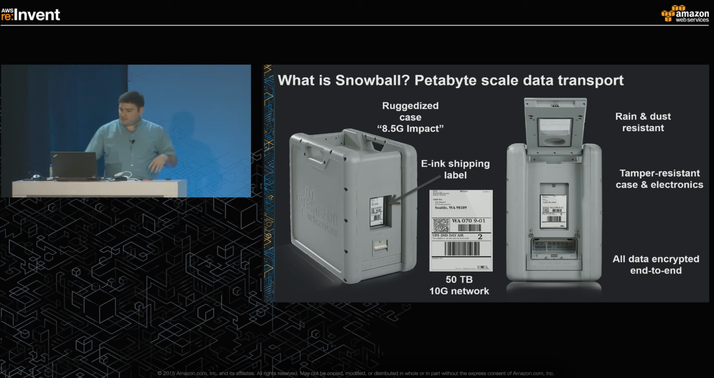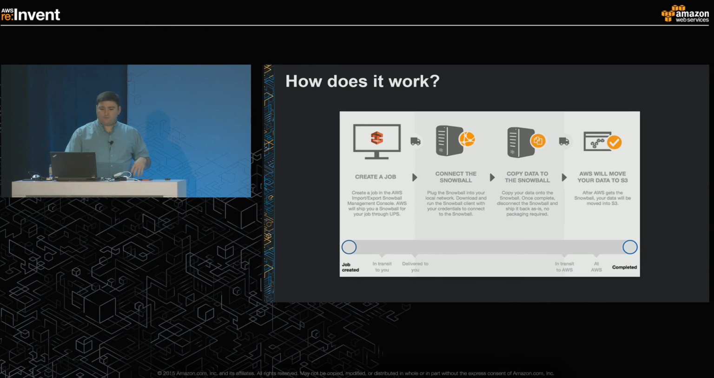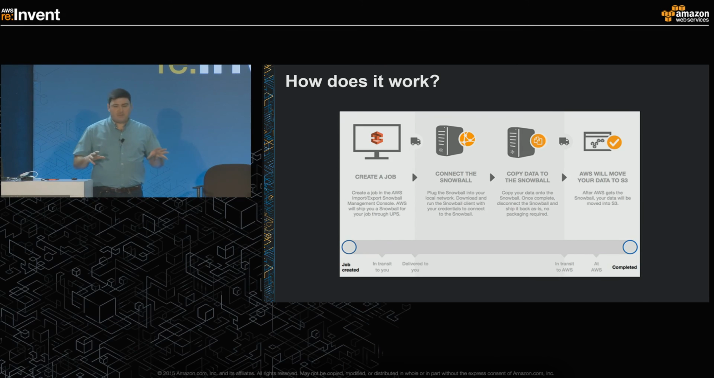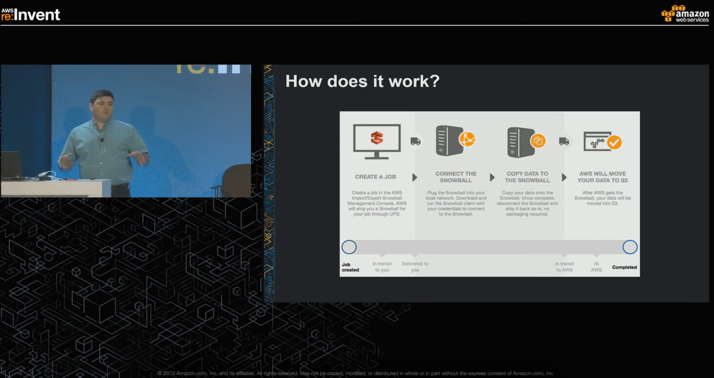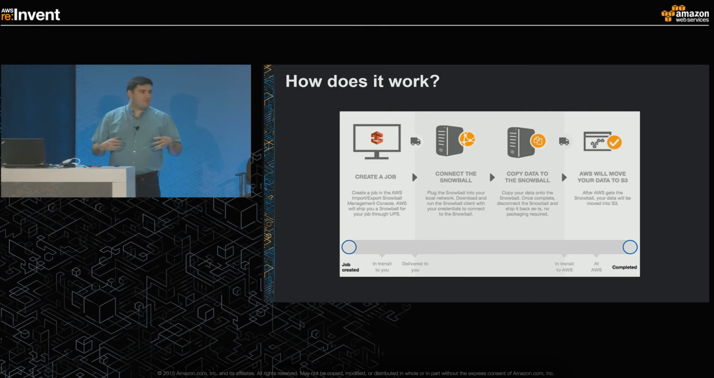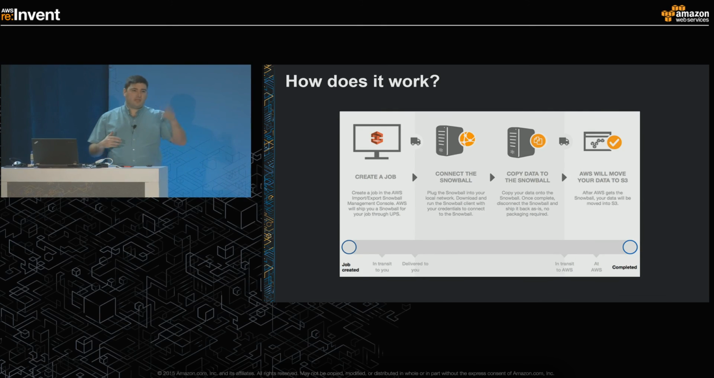So let's go into the overall workflow for how you're interacting with the device. There are basically four major steps. The first thing you're going to do is go to the AWS console, into the AWS Import/Export Snowball tab. There you'll be presented with a screen where you can create a job. The job is the fundamental unit of work for using Snowball. You'll fill out some data as to where you want us to ship to, where the data is headed, and we'll go through all that in some detail later.